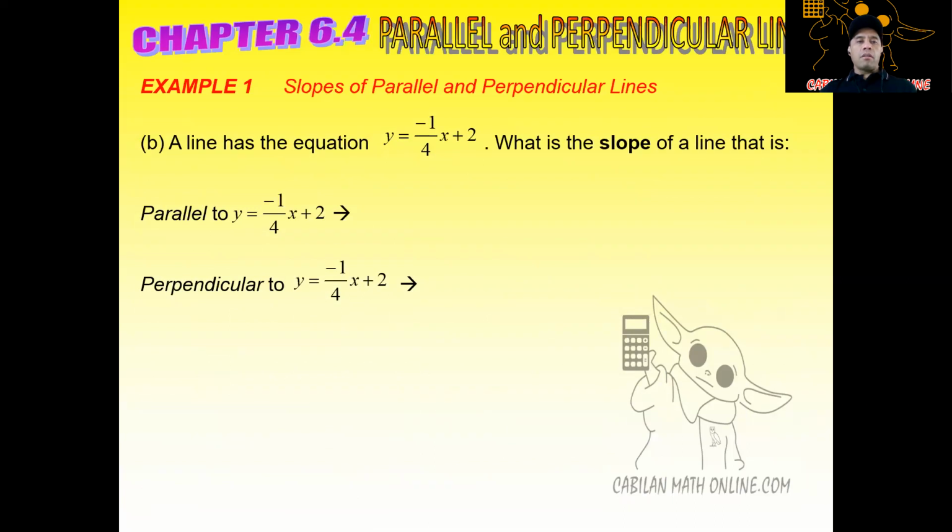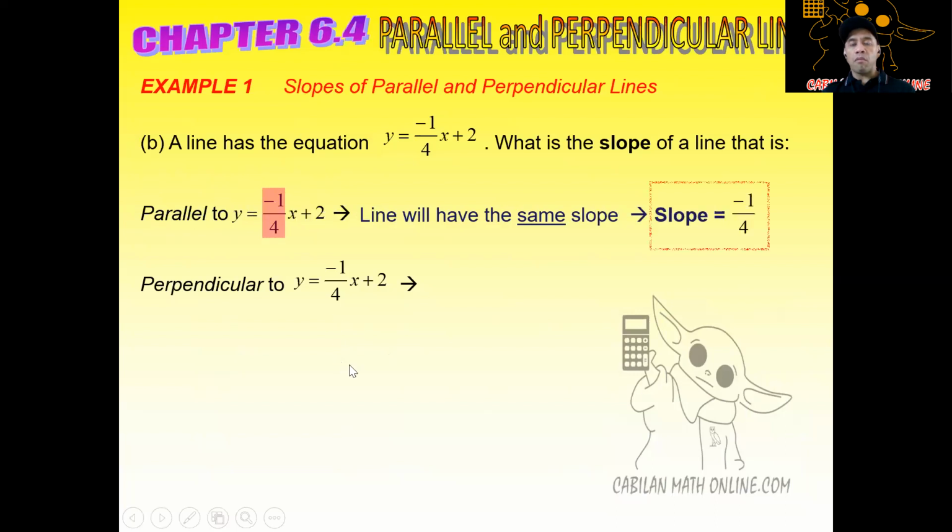All right, so it says here, a line has an equation y equals -1/4x plus 2. And what we want to do here is determine the slope of a line that is parallel to it and perpendicular to it. Now remember that the first thing you need to do, for any equation that deals with parallel and perpendicular lines, is always identify what the slope is. And remember that the slope is the number that's attached to the x. So since it has the same slope, a line parallel to this line here will have a slope of -1/4.